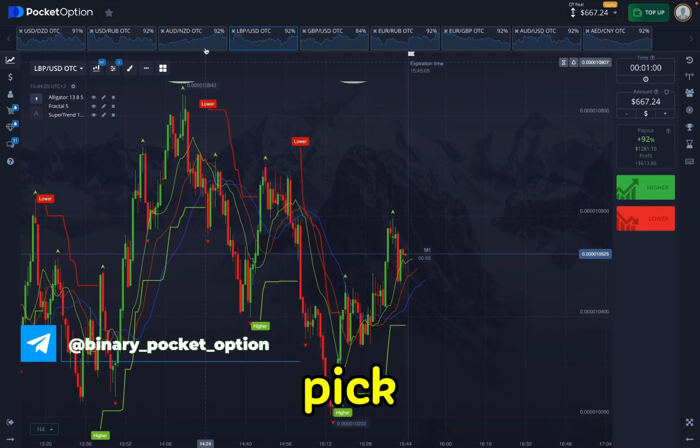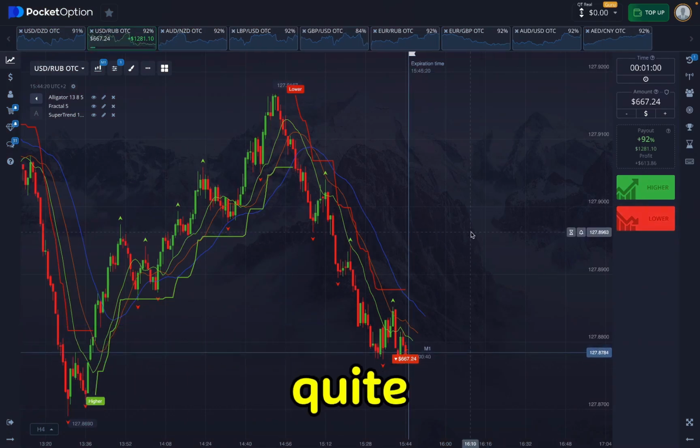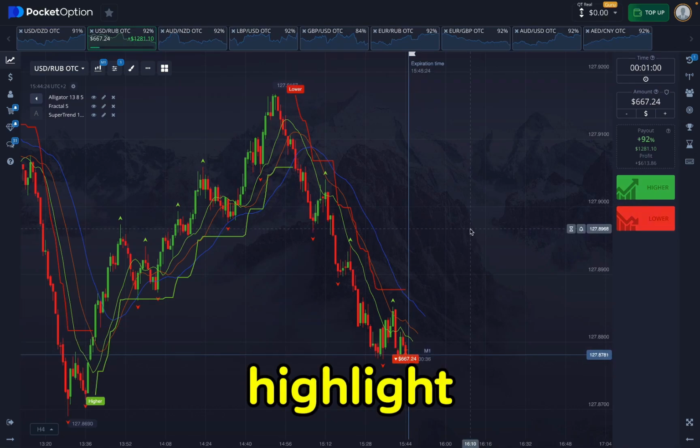Let's continue trading and pick up the next currency pair. And here, a 100% position will be open on the downside. Quite a good entry point. Let's highlight the working area.